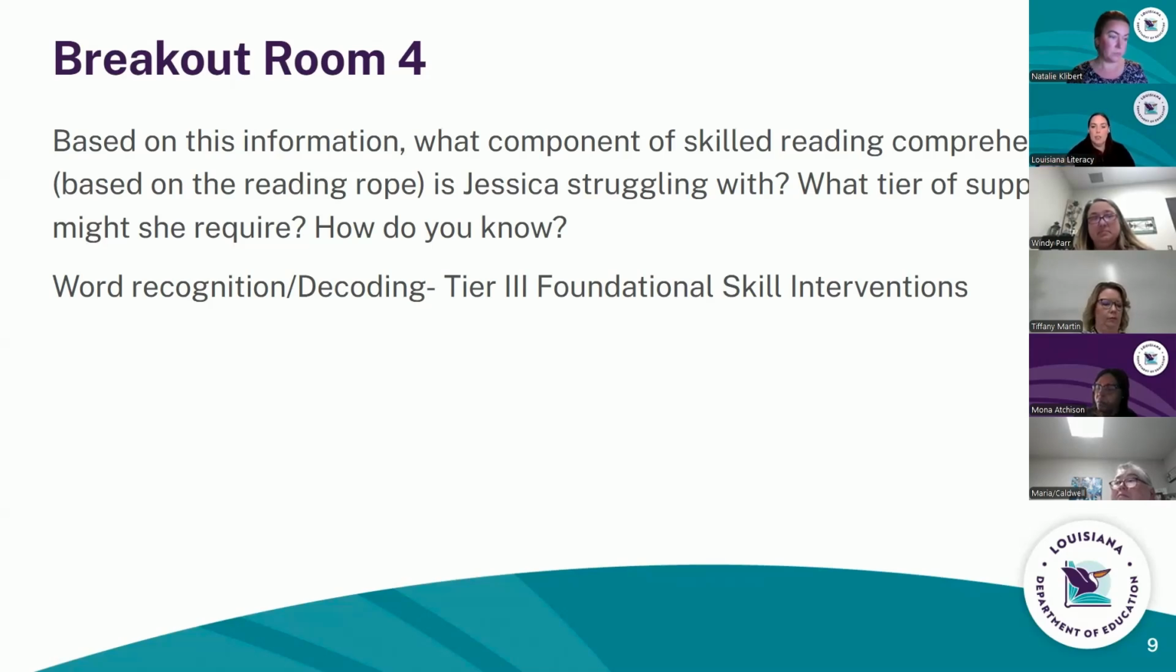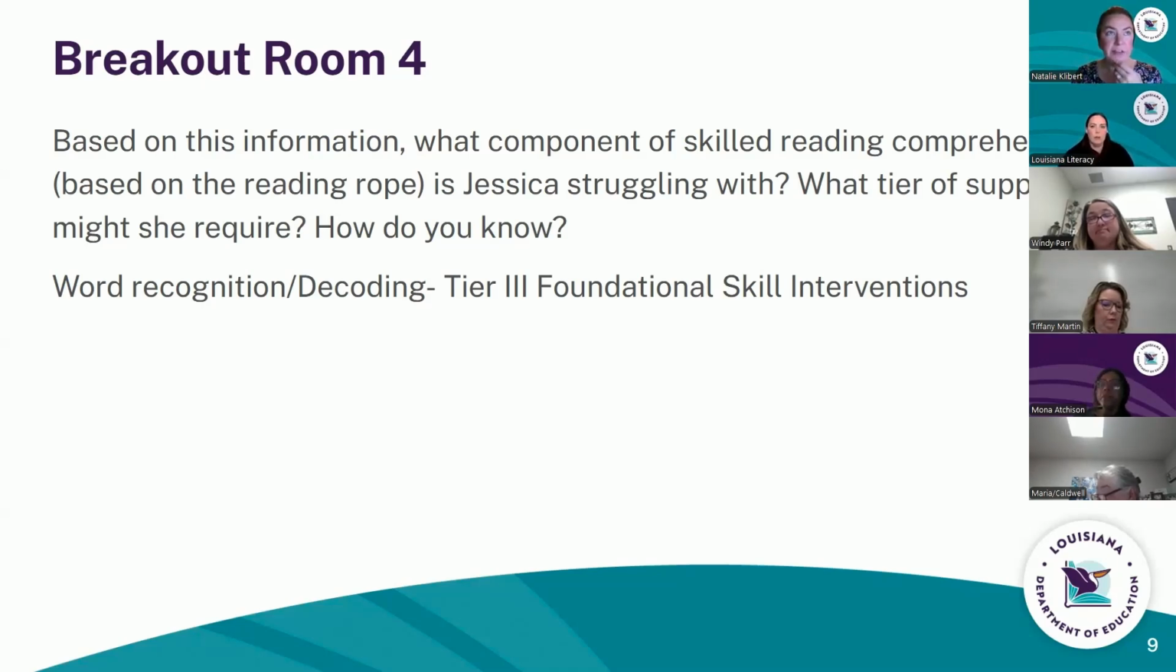I did hear a conversation in Natalie's room where we talked about the TPLS framework does say not to necessarily start kids there and to get some data. However, this student is showing very significant foundational skill issues on their diagnostic in the 6th grade. So we can make decisions for some students who have data like that to put them in tier 3 to start with. So she really does need some tier 3 support there.